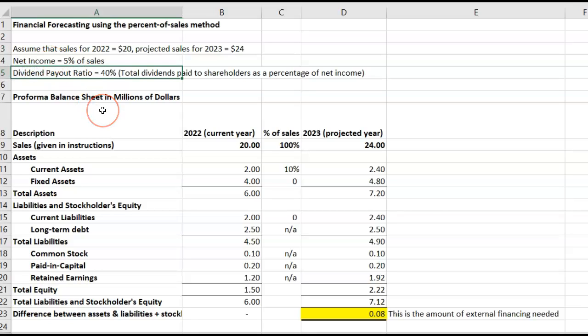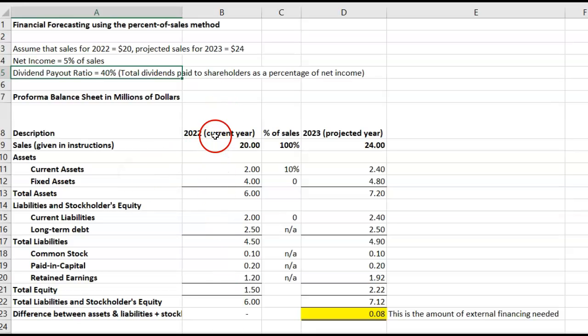The other piece of information that we need to do the pro forma balance sheet is the dividend payout ratio. And you may remember this from financial accounting, but the dividend payout ratio is just the total dividends that are paid to shareholders as a percentage of net income. Let's go ahead and work through this.